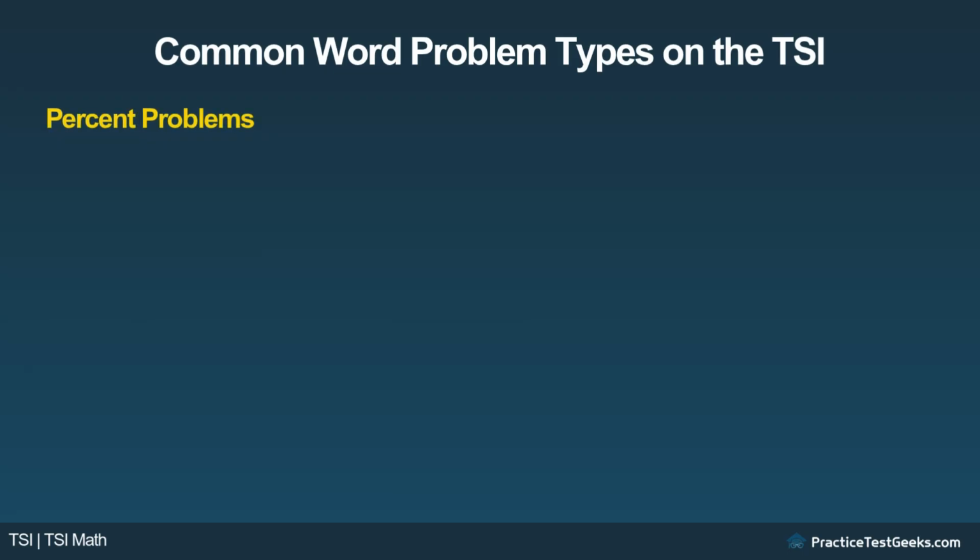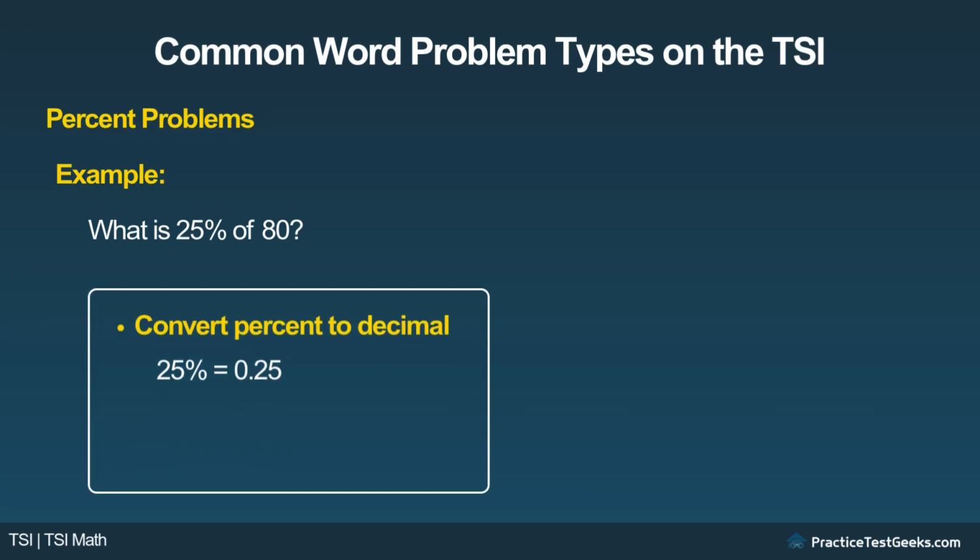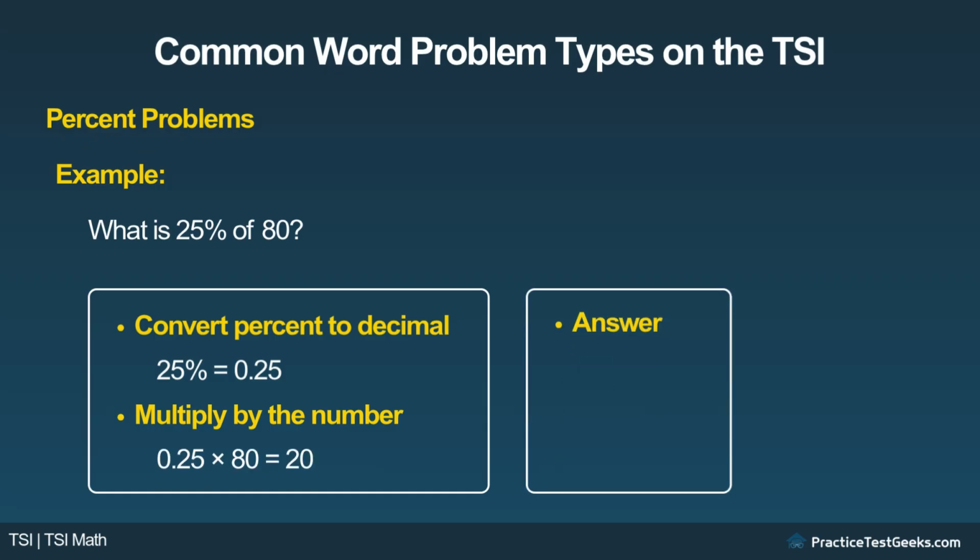Percent problems. Example. What is 25% of 80? Convert percent to decimal. Multiply by the number. 0.25 times 80 equals 20. Answer. 25% of 80 is 20.